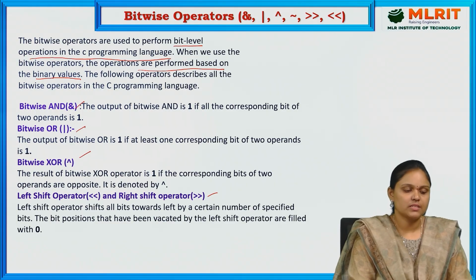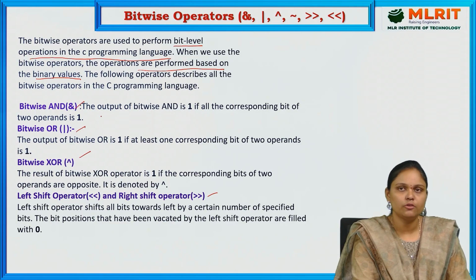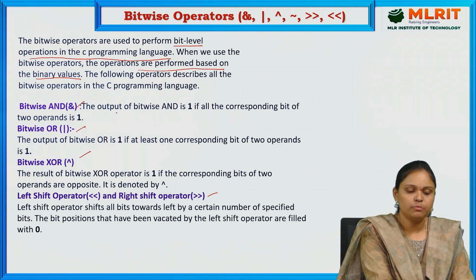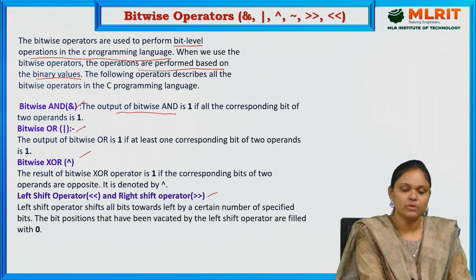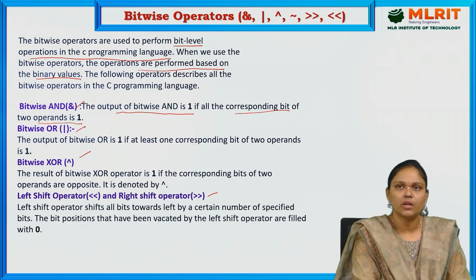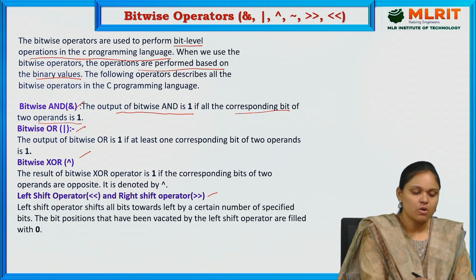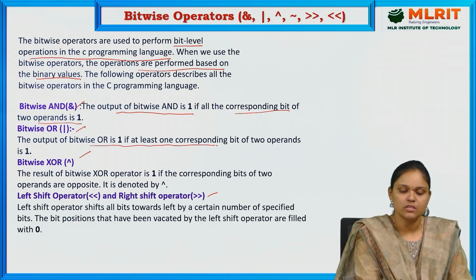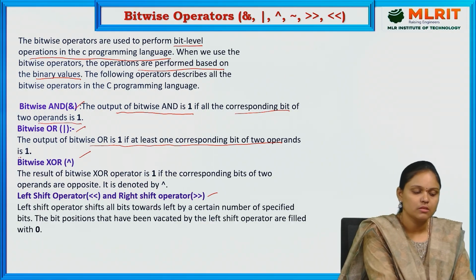Coming to the bitwise AND, it is similar to the logical AND operator. But in the logical AND operator, we perform the operations on multiple conditions, whereas in the bitwise operator, we perform the operations only on the bit levels. The output of bitwise AND is 1 if all the corresponding bits of the two operands are 1. And in the bitwise OR operator, the output is 1 if at least one corresponding bit of the two operands is 1.